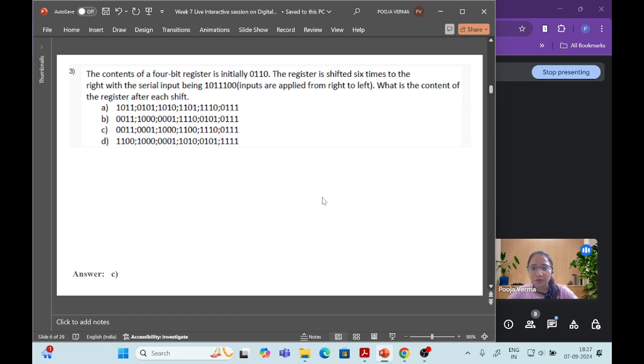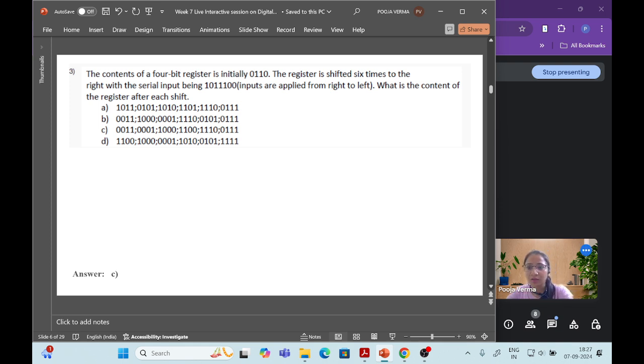The content of a 4-bit register is initially 0 1 1 0. The register is shifted 6 times to the right with the serial input being 1 0 1 1 1 0. Inputs are applied from the right to left. What is the content of the register after each shift?